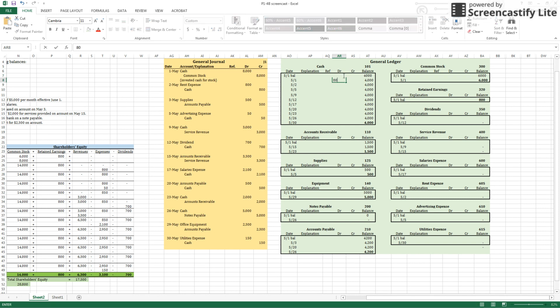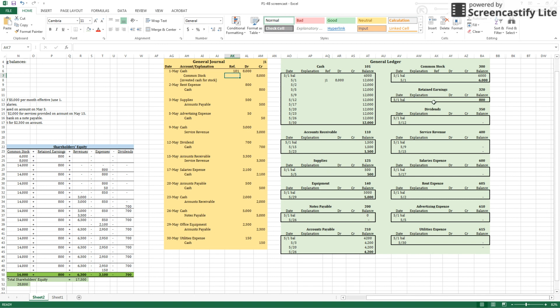Wrong spot. On the first, and that increases our balance. Our balance is now $12,000. And we would put a reference, and our reference is J1 because it comes from General Journal 1. And we would reference it over here that it went to account 101, and now we know it got recorded. That tells us we didn't screw anything up.